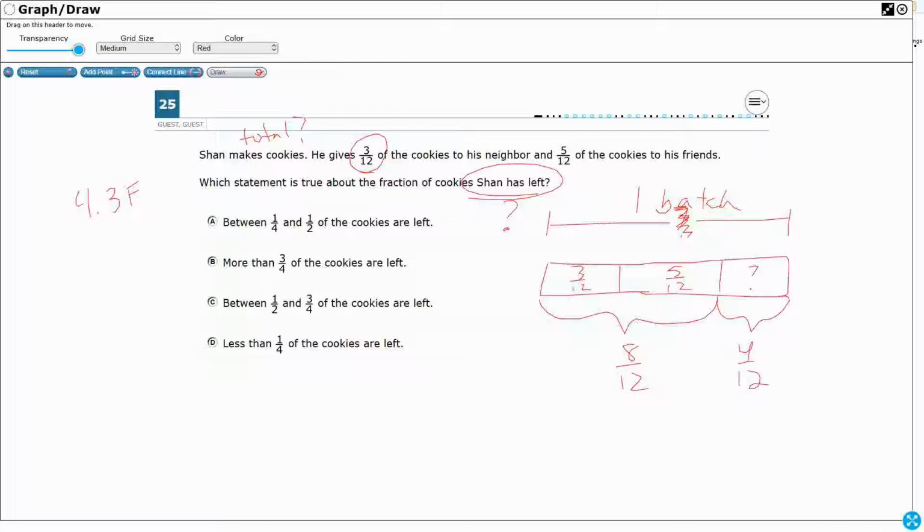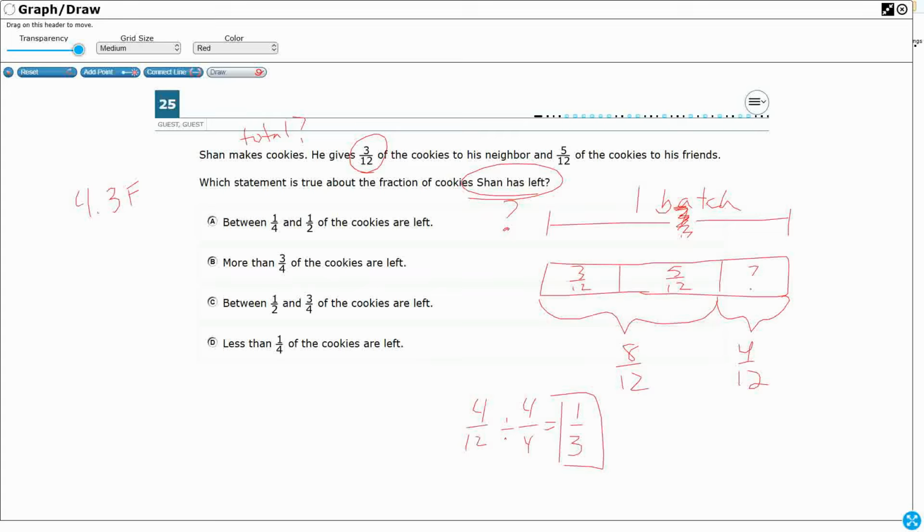But now we need to put this between these two. What is 4/12 going to be? Well, between 1/4 and 1/2. Let's go ahead and simplify 4/12. We can divide by 4s. It's going to get us 1/3. So let's look at 1/3 here.